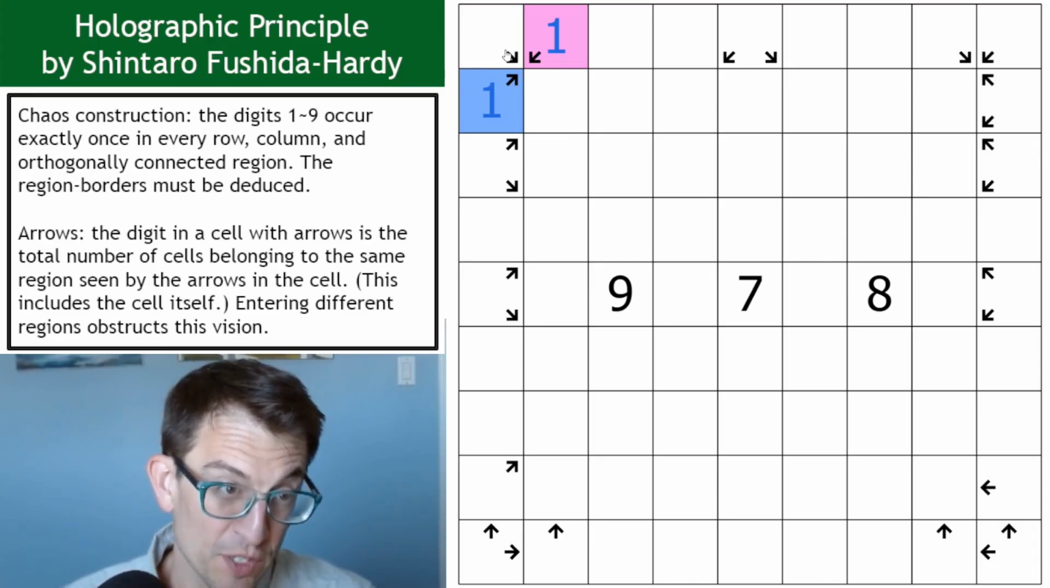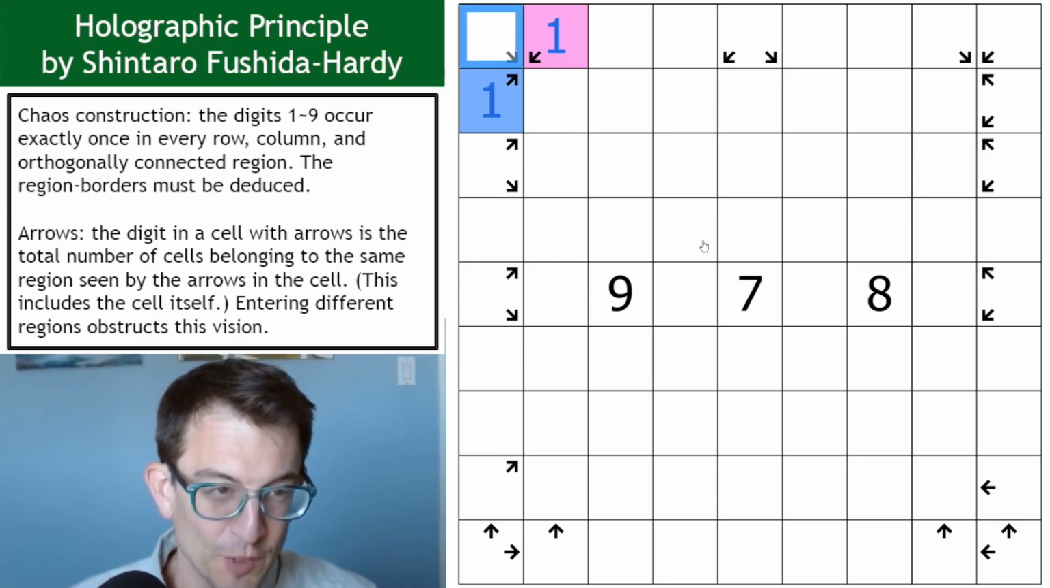But that means this is more than 2. So whatever this is, I don't know if it's pink or blue, but let's say it's pink. It picks up this, and then it goes down here because this can't be 1. So this has to see down to at least here.